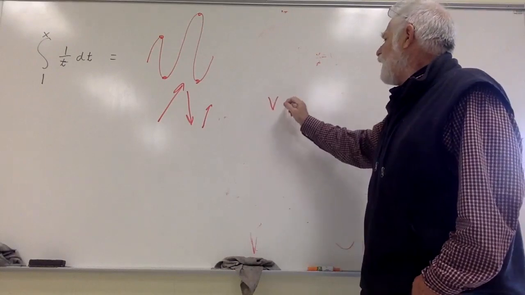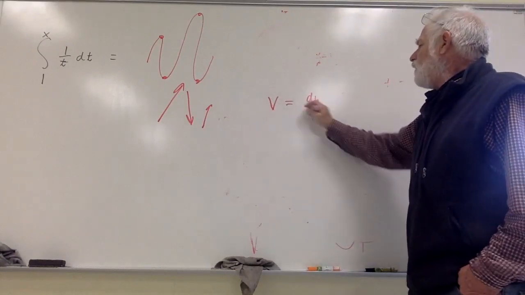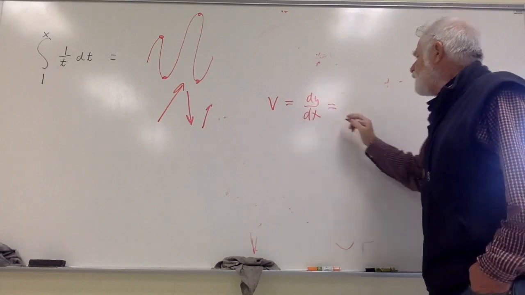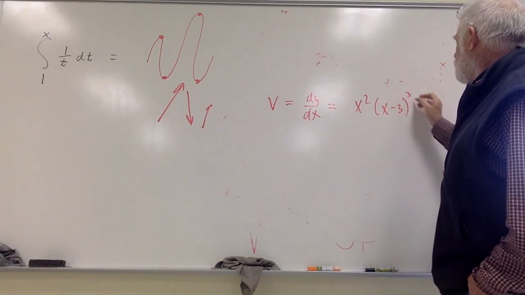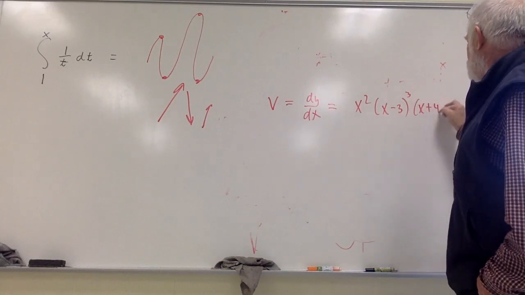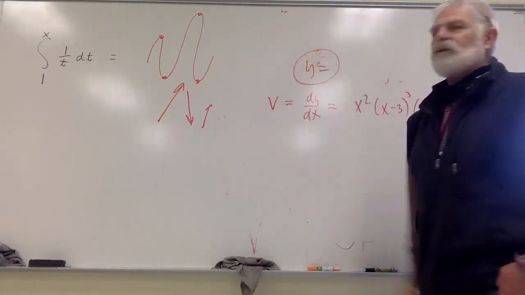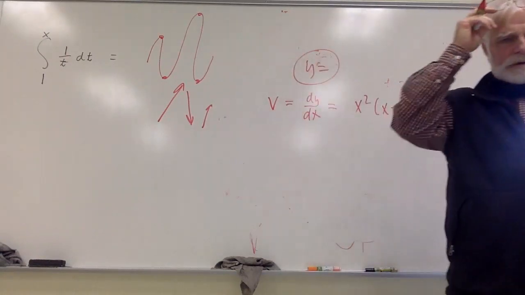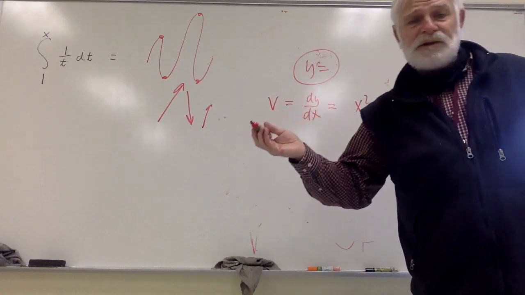So let's talk about a velocity. Let's let our velocity be dy over dx, and let's make it x squared times (x minus 3) to the cube times (x plus 4). And I want to know how many points of inflection that has. Told you how to do it about 20 minutes ago. That's long enough for you to forget everything I said 20 minutes ago.